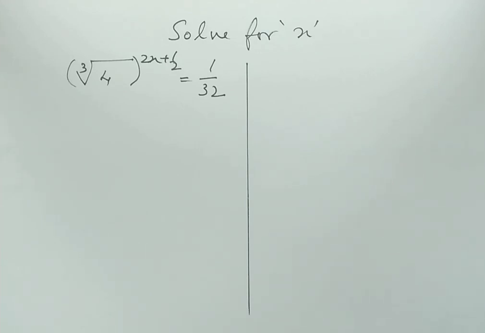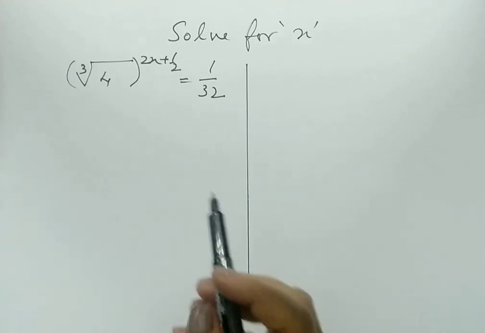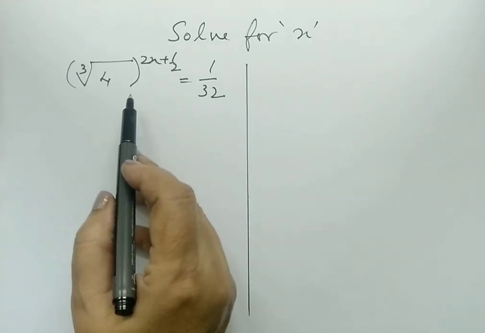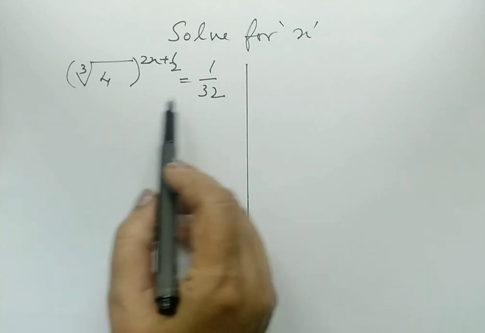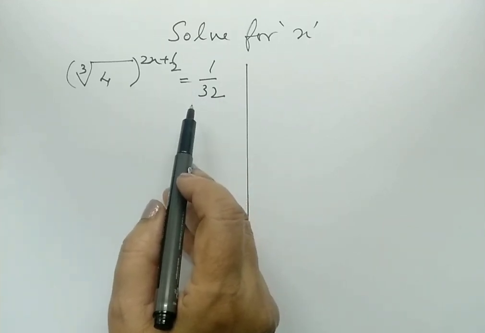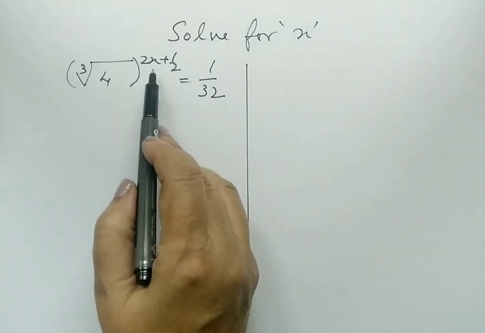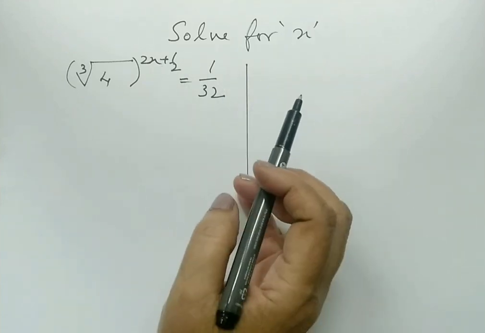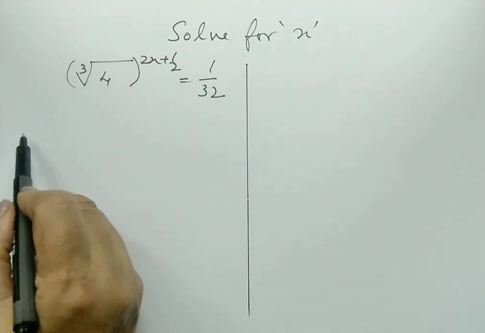So here we have a very nice sum on powers and indices, right? So here, this is the sum in which we need to find the value of x. All right, so let's go ahead.